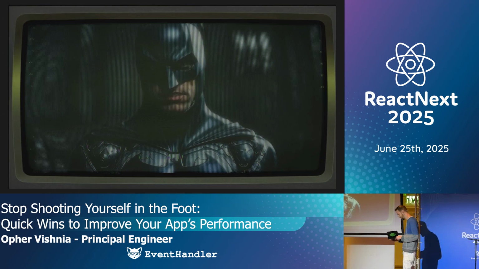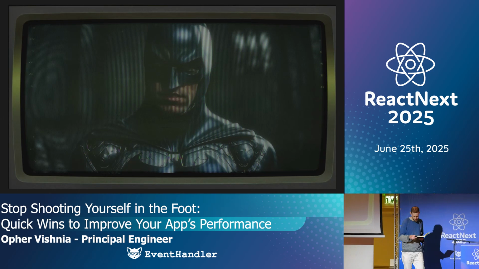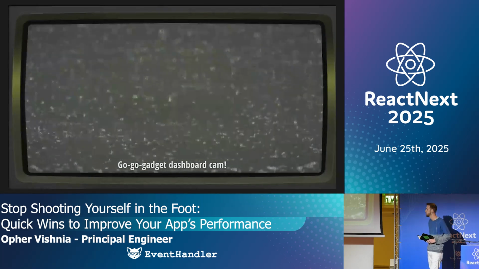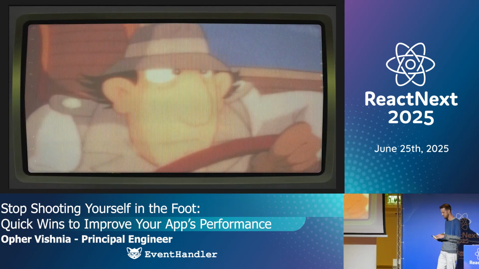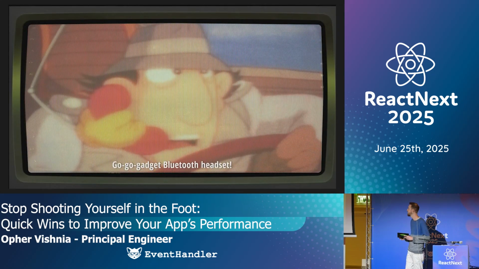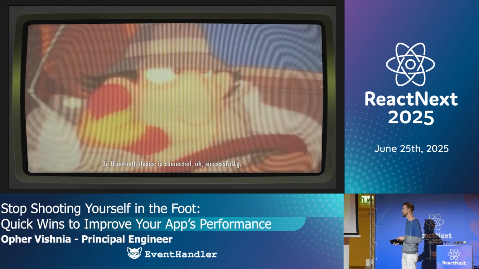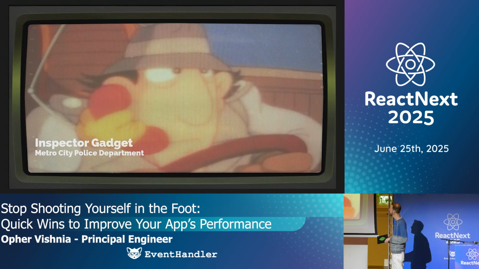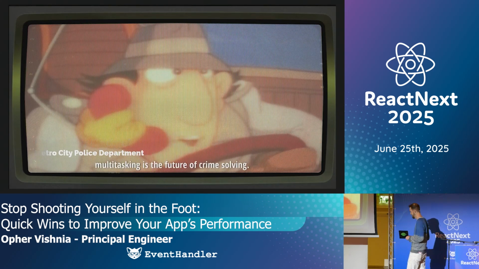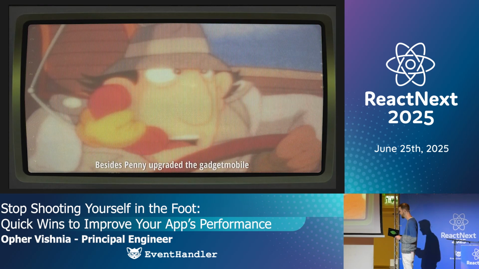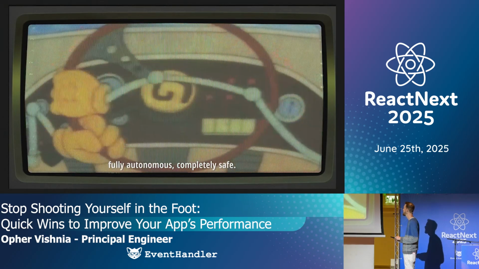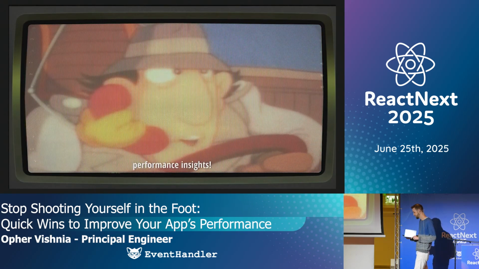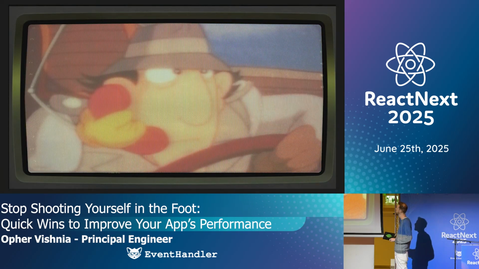Fair enough. Thanks, Batman. Let's see. Next up is, oh no. Go, Gadget Desperate Cam. Hang on. Let me just... Go, Gadget Bluetooth headset. The Bluetooth device is connected successfully. Gadget, are you driving on this call? Of course, Commissioner. Multitasking is the future of crime solving. Besides, Penny upgraded the Gadget Mobile. Fully autonomous. Completely safe. Anyhow, go, Gadget Performance Insights. Okay, so what do you have for us today?